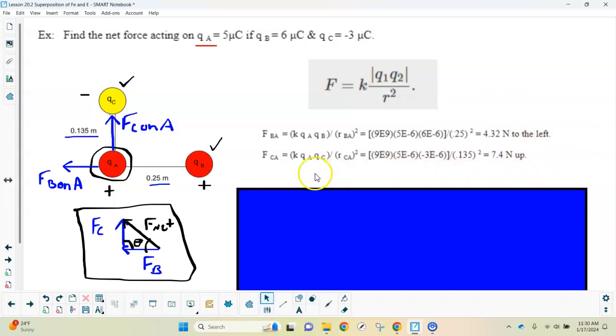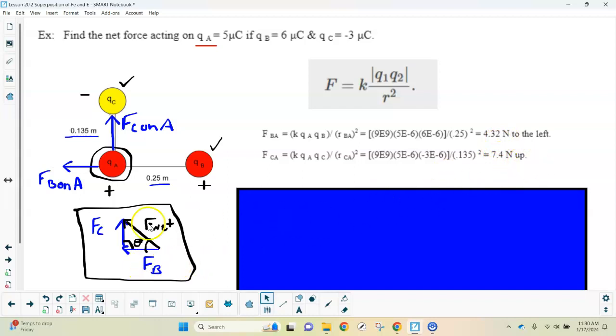For the next one, for C on A, how C affects A, similar kind of work, K, QA, QC divided by the space between C and A. So 9 times 10 to the 9th, 5 times 10 to the negative 6th. This one's a negative 3 times 10 to the negative 6th. If you want to include that, you can, but it's absolute value, so it doesn't really make a difference. And then I'm dividing it by 0.135 squared. The part where people forget is the squared on the R, so make sure you're doing that. When I did that in my calculator, I got approximately 7.4 newtons going up.